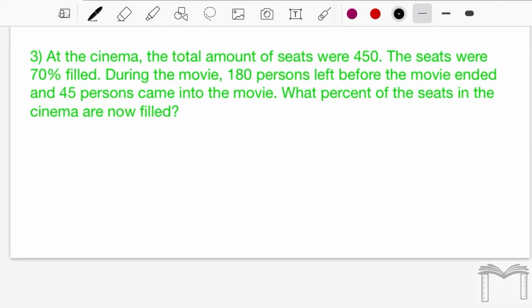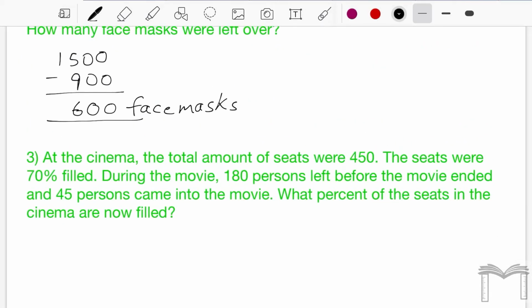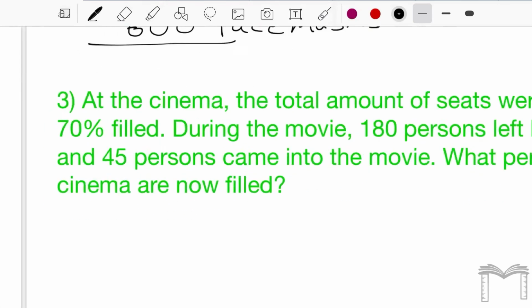Number 3. At the cinema, the total amount of seats were 450. The seats were 70% filled during the movie. During the movie, 180 persons left before the movie ended, and 445 persons came into the movie. What percent of the seats in the cinema are now filled? So let's first determine 70% of 450.